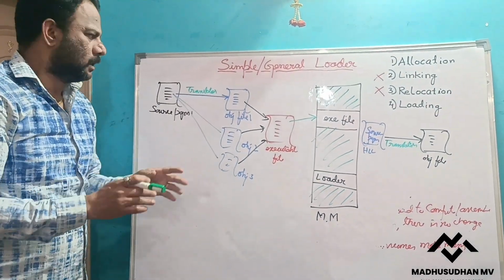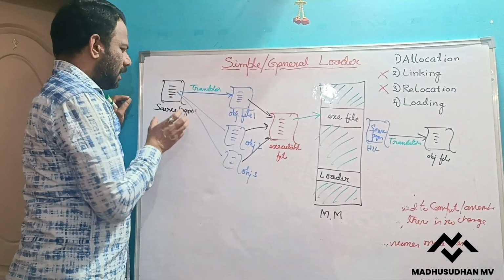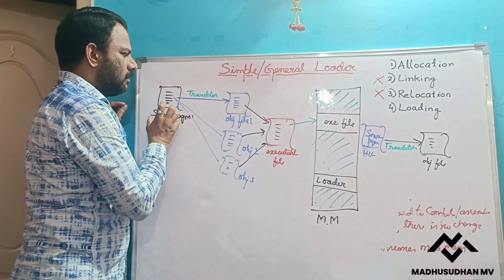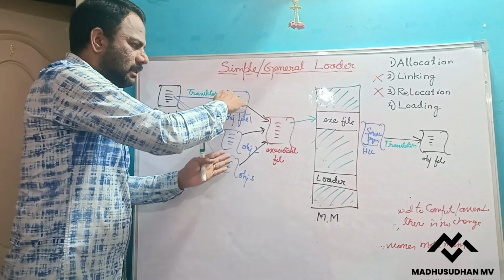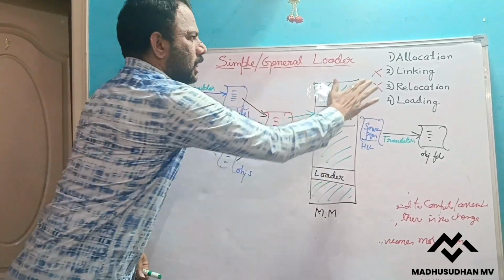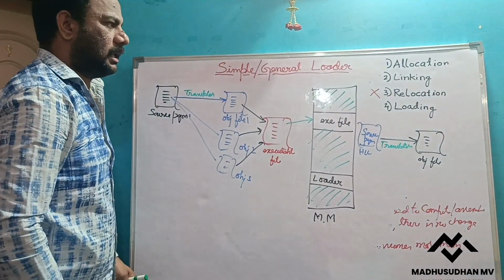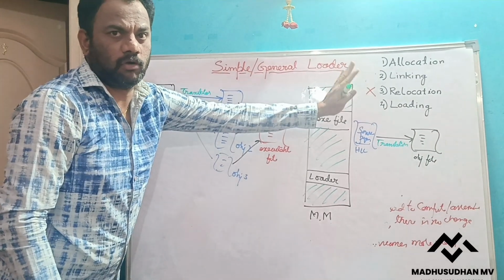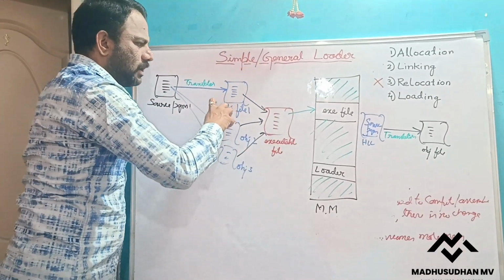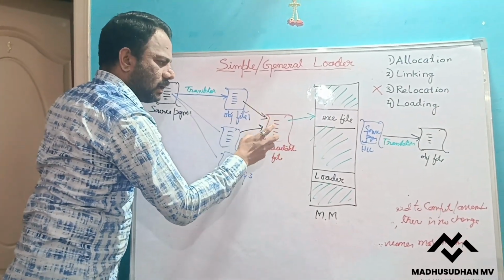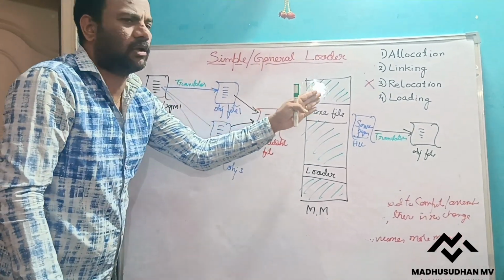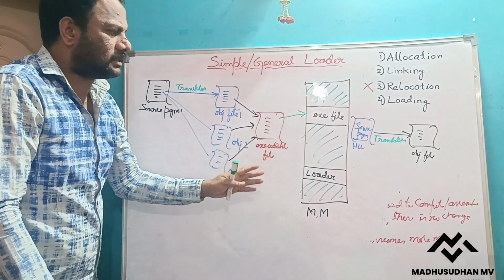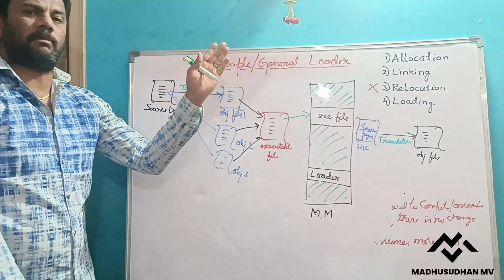So, summary. In this type of loader, our source program will be converted into many object files, and multiple object files are linked by the linker. So here we have the linking concept, but we don't have relocation. All these object files will get linked by the linker, and once the exe file is generated, that exe file will be loaded into the main memory. Thus it overcomes two disadvantages of compile and go.